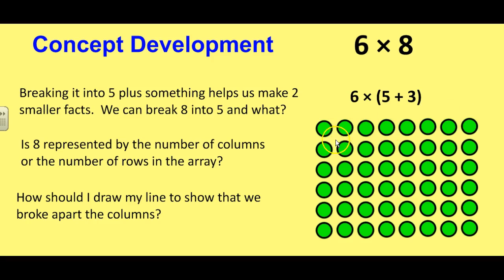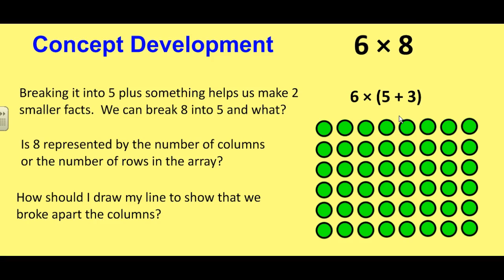So when I'm counting across, looking at the rows, I see I have 1, 2, 3, 4, 5, 6. And when I'm counting down and looking at the columns, I have 1, 2, 3, 4, 5, 6, 7, 8. So whenever I'm using my line to break apart my array, I'm actually going to be drawing it down and not across because I've got to break apart the columns. And whenever I draw my line, I'm going to have to break it apart into 5 and 3.